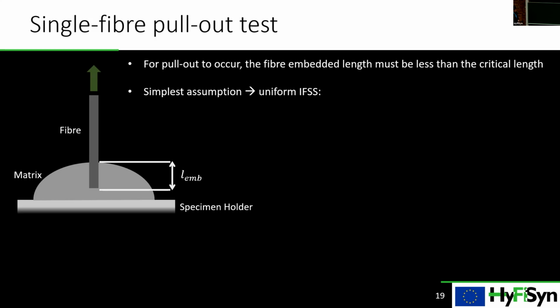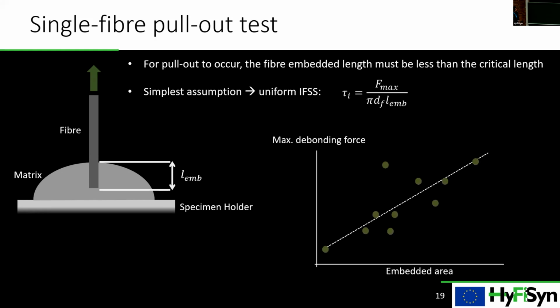You can do the data reduction by simply assuming that there is a uniform interfacial shear stress, which is not a good assumption, but it is easy to do. So basically, you do a few tests, you get the maximum force from the load displacement curve, and you plot it against the embedded area, and the slope will give you the interfacial shear strength.